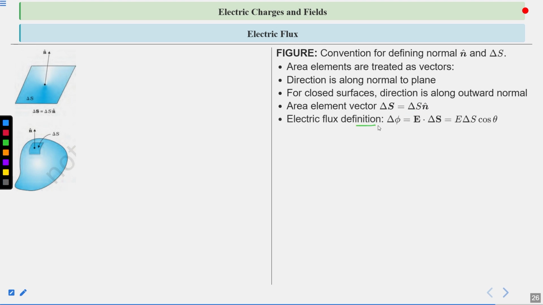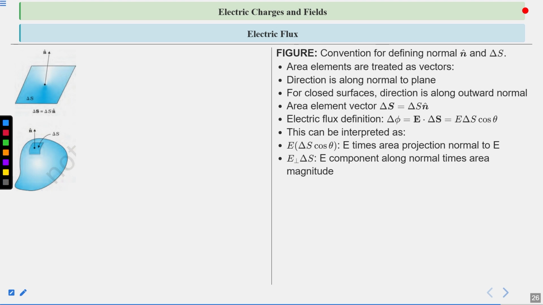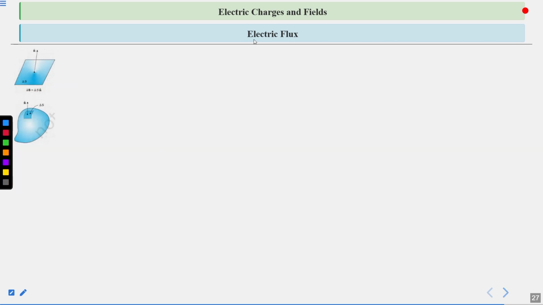Electric flux definition. So the mathematical form of electric flux is E dot dS, where resolving the dot product you will get E delta S cos theta. This can be interpreted as E times the area projection normal to E. E perpendicular to delta S, component along normal times area magnitude. And the unit is Newton per coulomb per meter square. Electric flux.